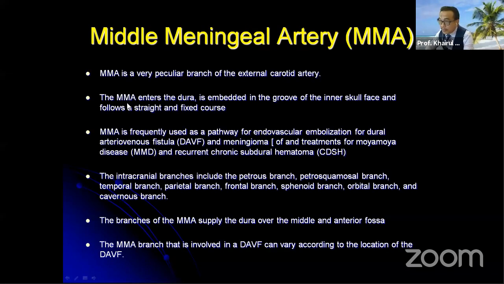The next is the middle meningeal artery. This artery is the commonly used vessel, our favorite vessel for most treatments, like dural fistula. It is easy to access because it is embedded in the dura, so it allows us to push our wire even when the vessel is very tortuous, compared to using, for example, the occipital artery, which is under the skin.